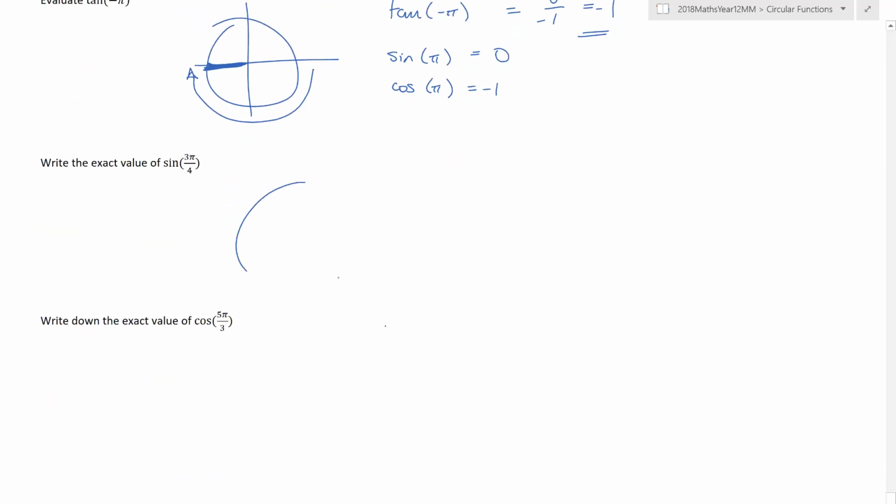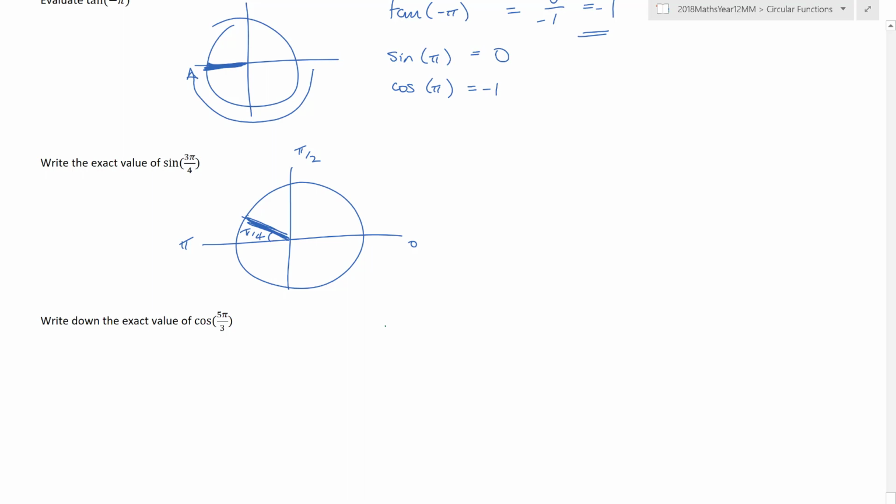The exact value of sine of 3 pi on 4. Right, 3 pi on 4. So there is 0, there is pi on 2, there is pi. Well, 3 pi on 4 is 3/4 of pi. So that would suggest that if I draw a line here, which is going to be in that segment, this one here is going to be pi on 4.